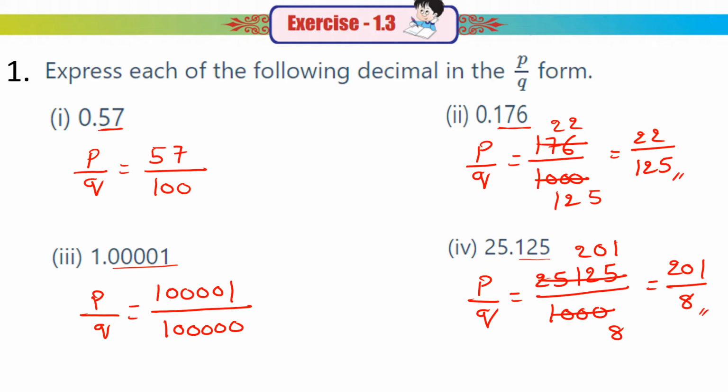It is in the P by Q form, right? So like that we should write all the terminating decimals in the P by Q form. Okay.